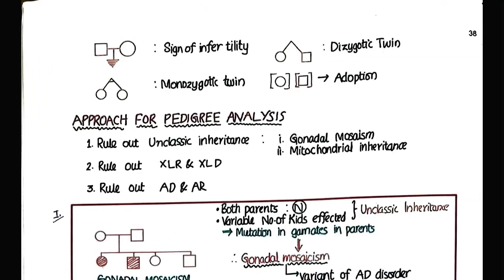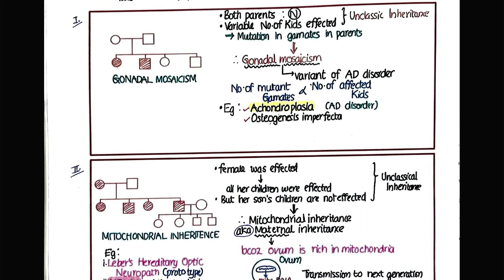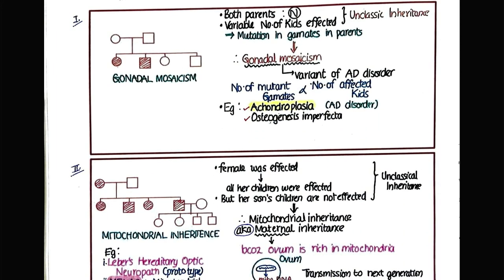So let us discuss the different patterns of inheritance with the help of pedigree. First is gonadal mosaicism. We must understand that this is an unclassical pattern of inheritance. It is not Mendelian.